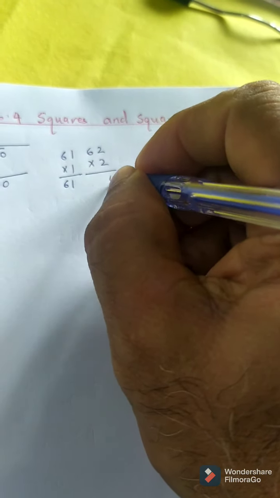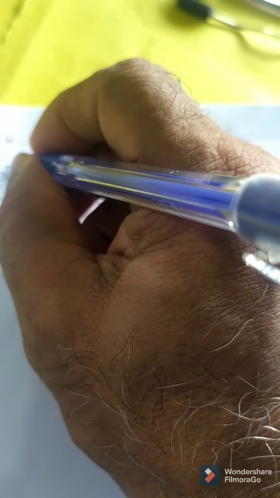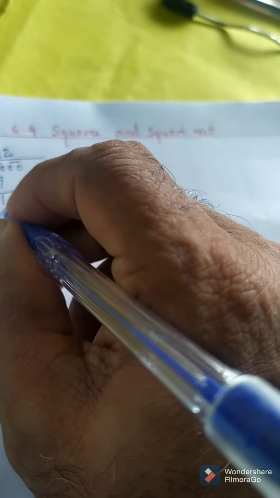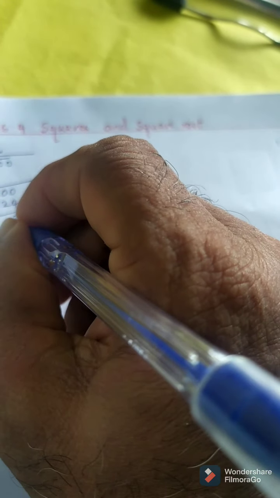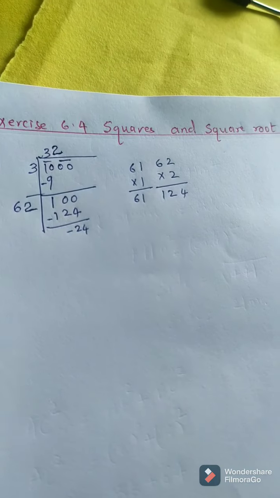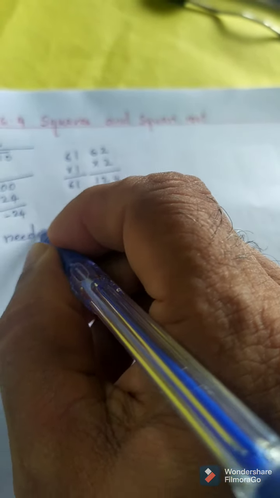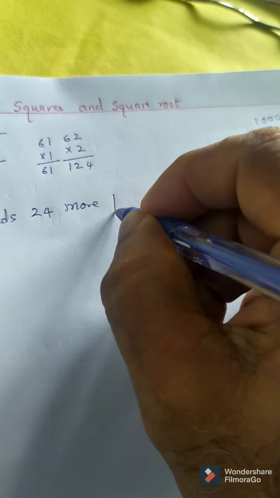So 2 4s are 8 and 6 2s are 12. That means we can put 2 here and 2 here. So 32, 62 into 2 is 124. That means he needs 24 more plants.